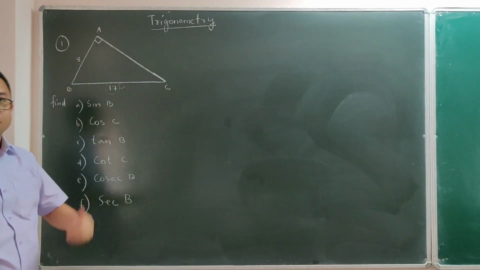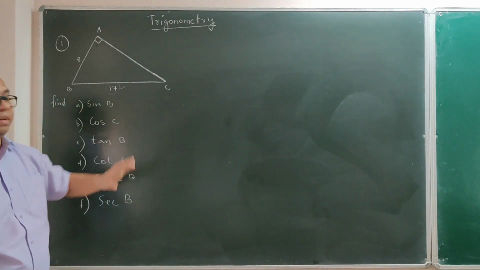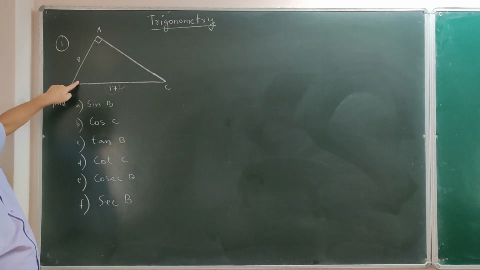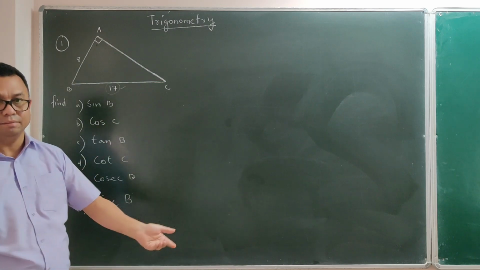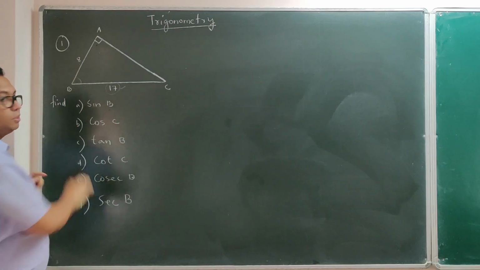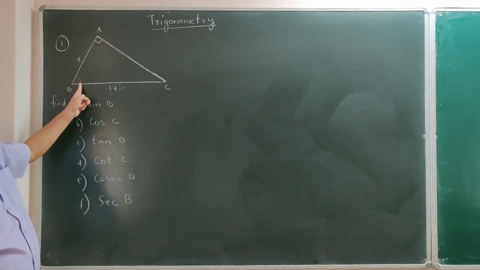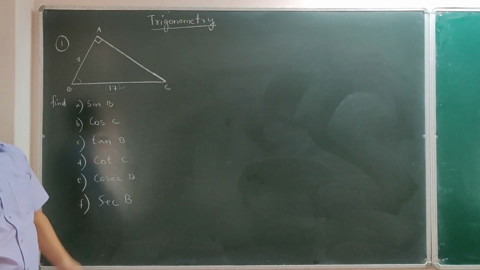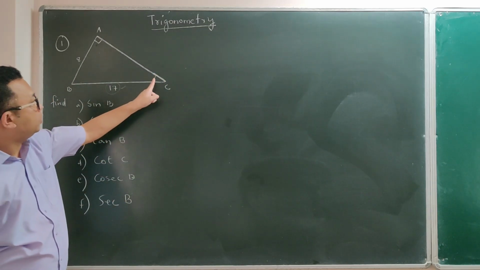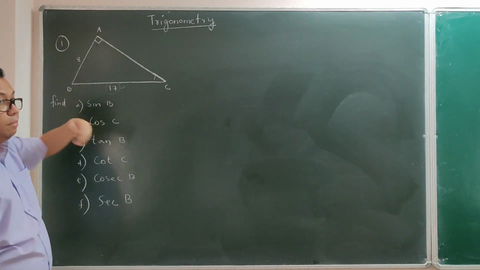But 8 may be perpendicular or it may be base, depending upon the angle of reference. In some questions the angle of reference is B, and in some questions it is C. If the angle of reference is B, then AB becomes base, because the side touching the 90 degree angle and the angle of reference is the base. Whereas if the angle of reference is C, then the side opposite to C becomes perpendicular. So in that case, this 8 becomes perpendicular.